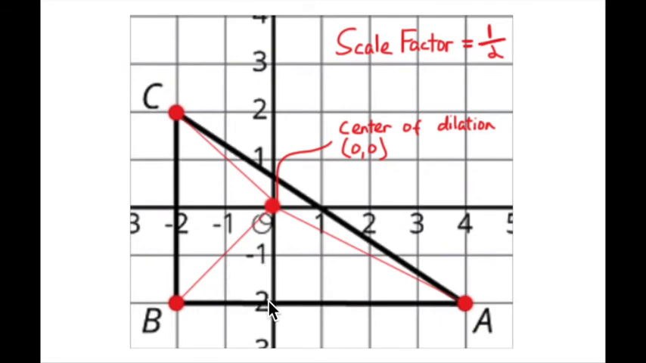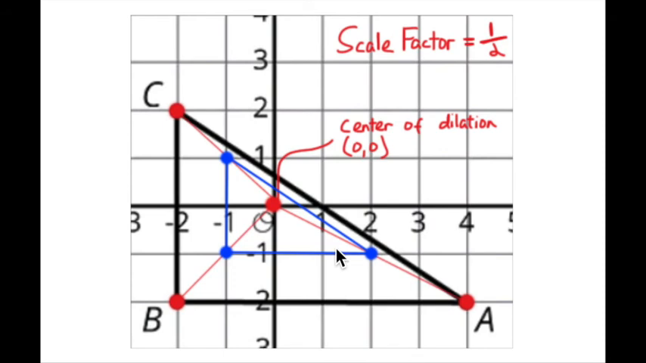And you can also, again, use the coordinates. 1/2 of negative 2 is negative 1, and 1/2 of negative 2 is negative 1. So it gets you to that point right there. 1/2 of 2 is 1, and 1/2 of negative 2 is negative 1. So it gets you to that point right there. And 1/2 of 4 is 2, and 1/2 of negative 2 is negative 1. So it gets you to that point right there. So a couple of different ways to do it. It gets you this blue triangle, which is A double prime, B double prime, and C double prime.